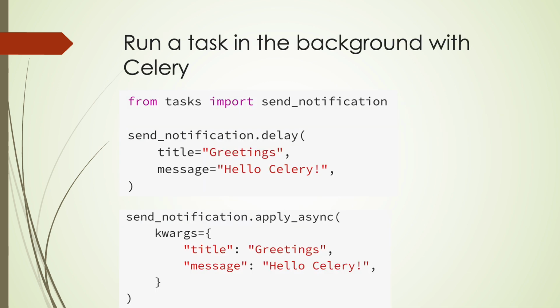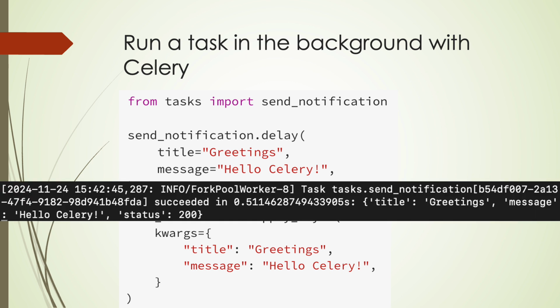Now everything is ready, and we can run a task in the background with Celery. To call our task, you can use the delay method of the task, which is a handy shortcut to the apply_async method that gives greater control of the task execution. In this example, these two commands are equivalent, and it shows that using the delay method can be much more concise. The task has now been processed in the background by the worker started earlier, and we can verify this by looking at the worker's console output.